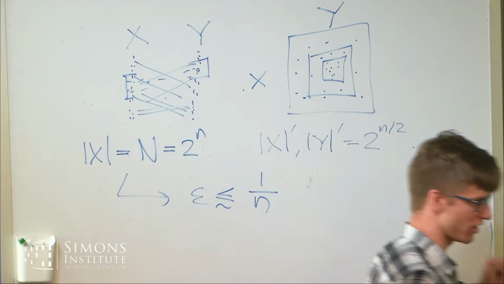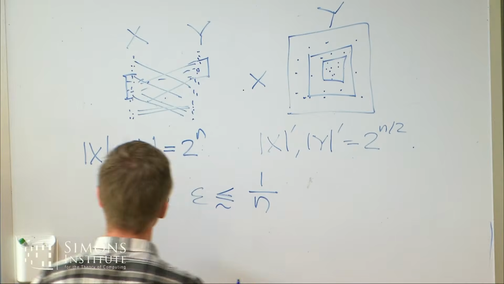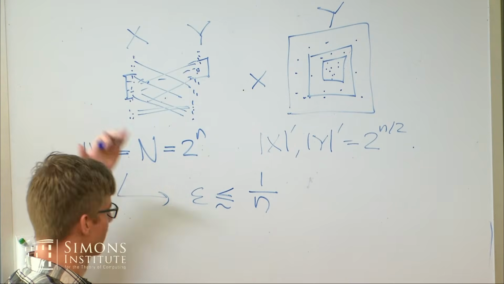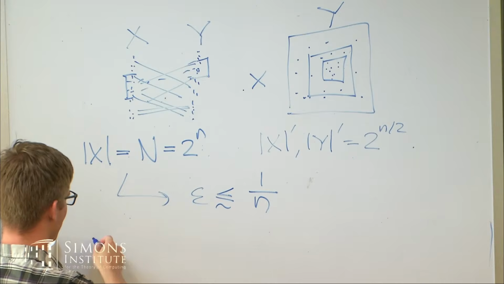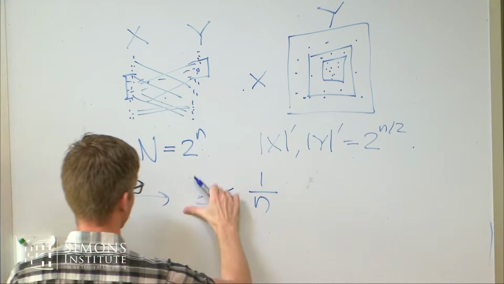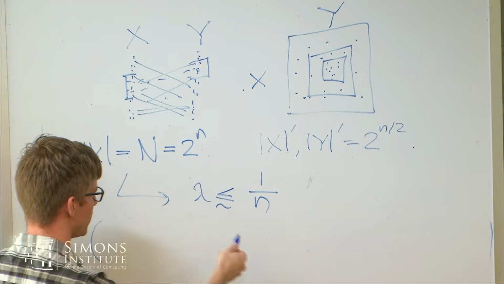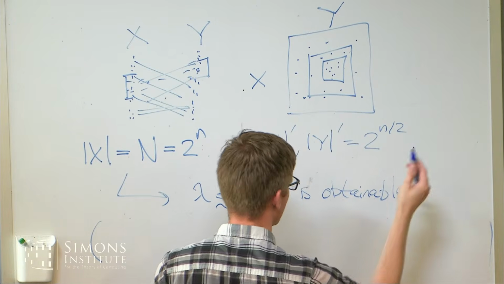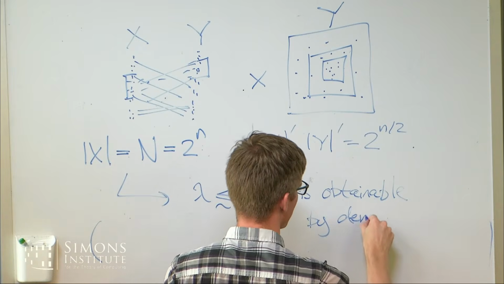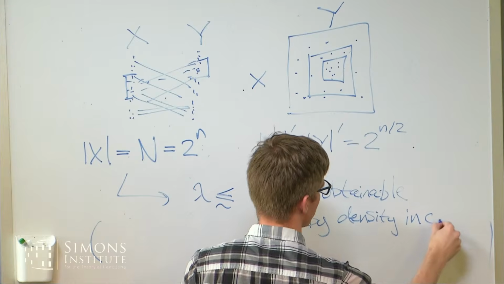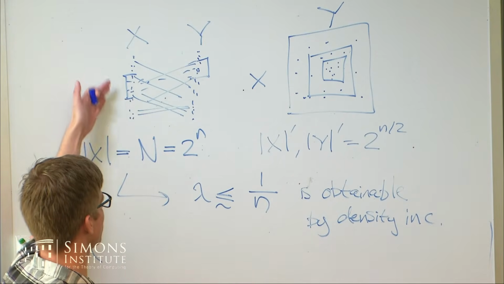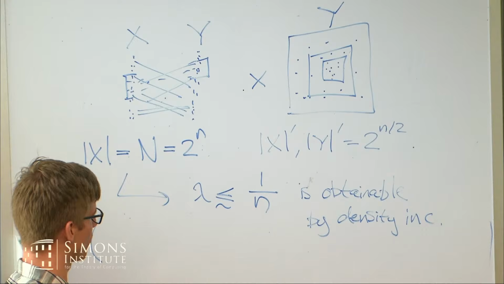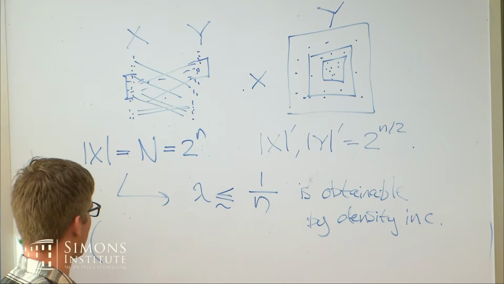Okay, and just to remind you, this is regardless of the degree of your graph. So if your graph was super dense, even reasonably dense, let me start using lambda here. I'm saying that this is obtainable by density increments. The strength of this statement is that it's entirely generic. You're given an arbitrary dense bipartite graph, and you can find something inside that looks vaguely like an expander in a weak quantitative sense.